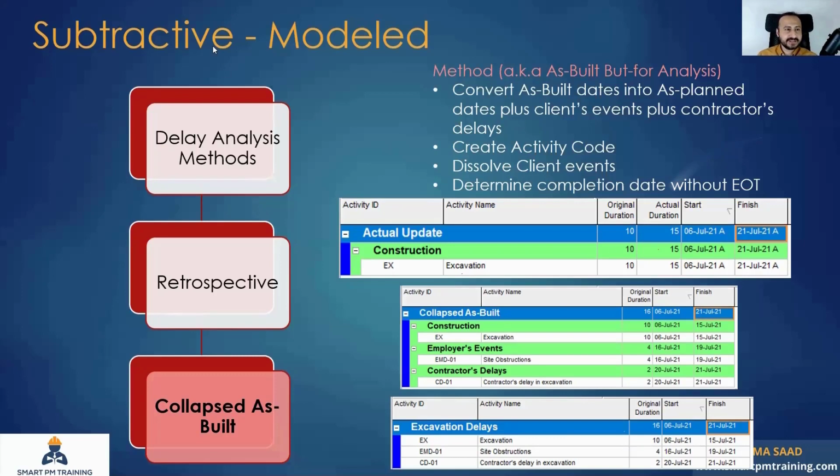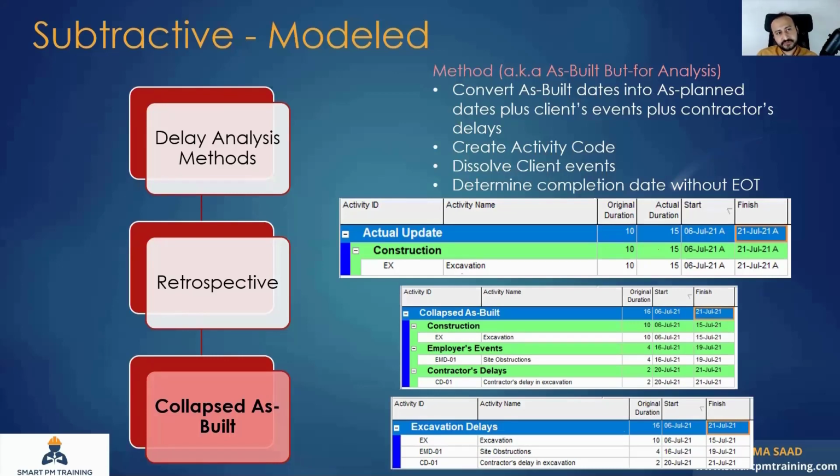So it's very easy to get it wrong, because people normally think about the cause and effect. So I have to do the analysis in a way that will give me the EOT entitlement. So I extract the contractor's delay and I run the program. It will give me automatic extension of time. It is true, but it is not the right way to do this method. It's a subtractive model. You subtract, you remove the employer's event.